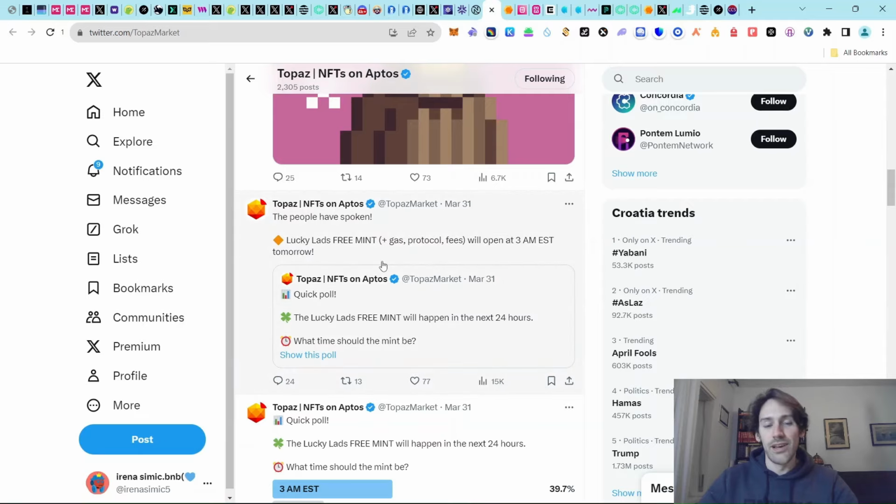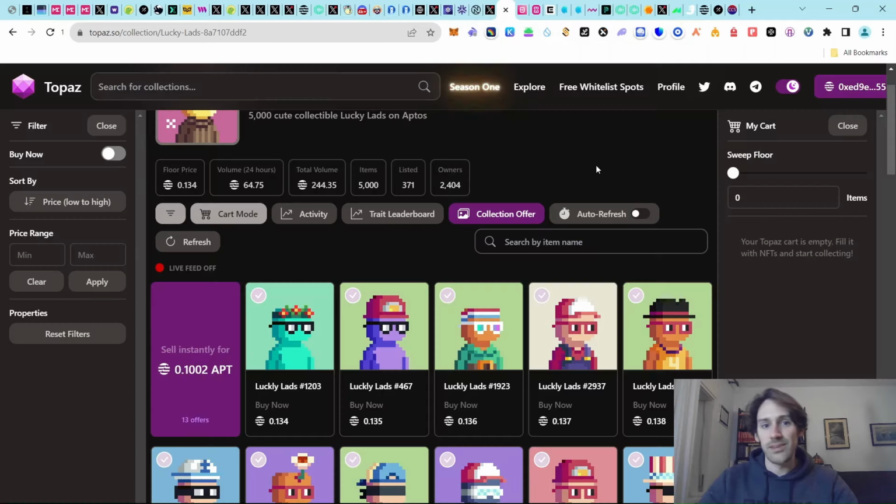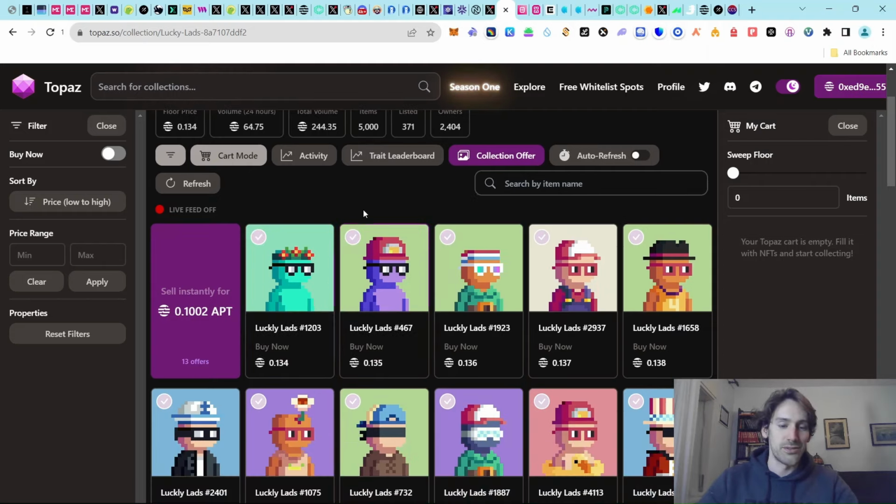So if you participate in these, you can generate some nice income. Of course, these free mints don't go for much, but sometimes they can surprise you. Lucky Lads are currently worth only a couple of dollars, but sometimes these free mints can be worth hundreds of dollars, like we had seen before.